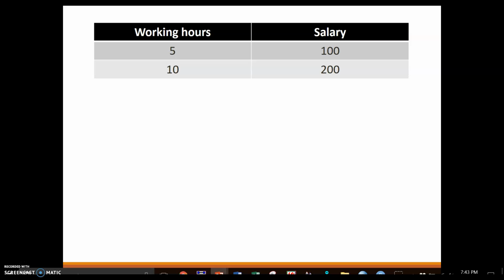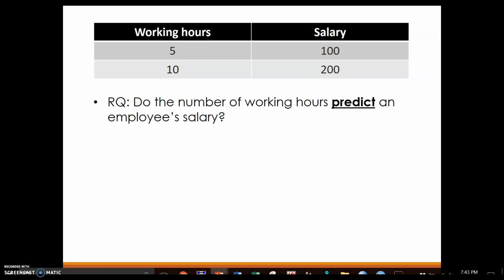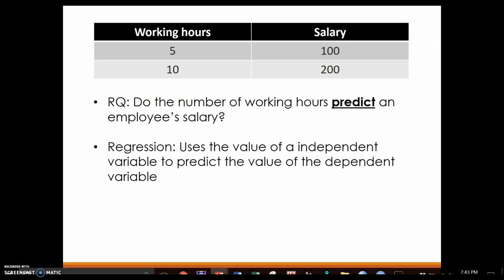So let's look at the example of hours worked and salary. The thought behind it would be the more hours that you work, the more salary you would gain. Maybe, maybe not. So a research question would be, do the number of working hours predict an employee's salary? And we would use regression for this. We're going to take the independent variable and predict the dependent variable. So which one would be X and which one would be Y?